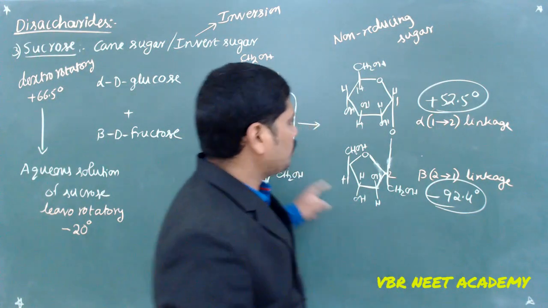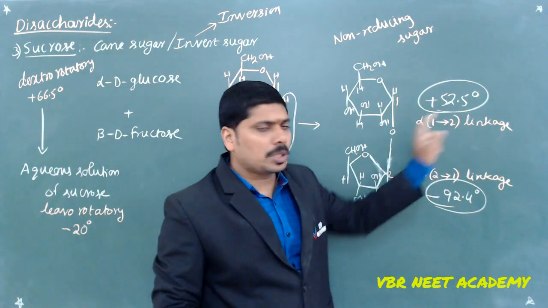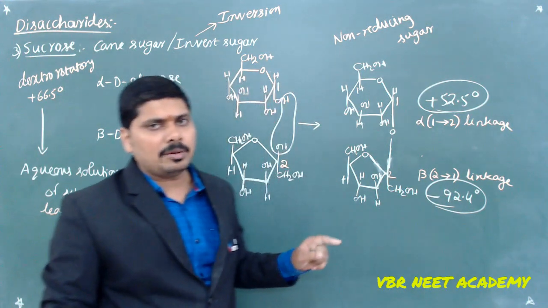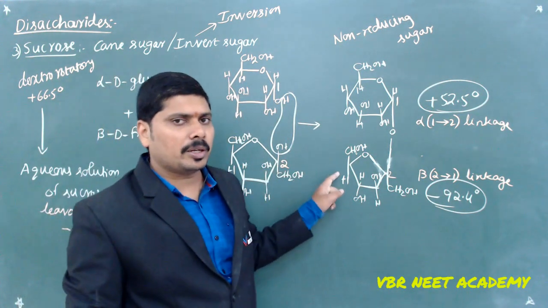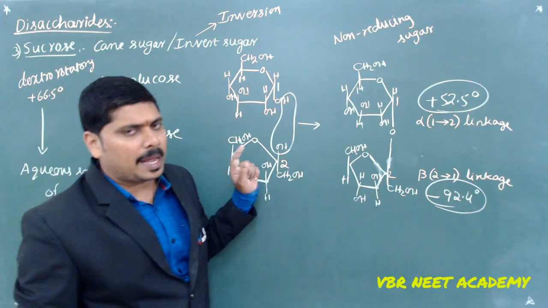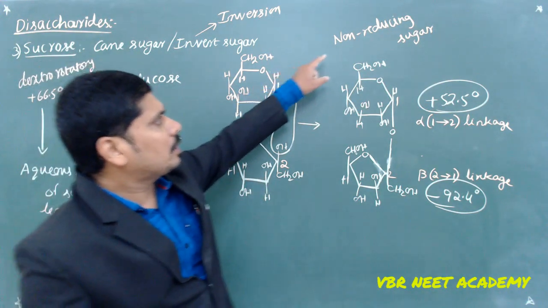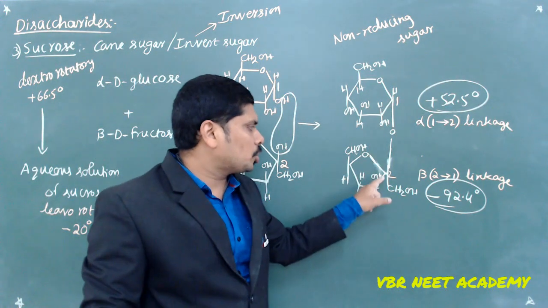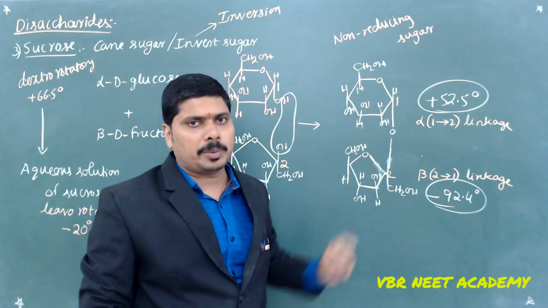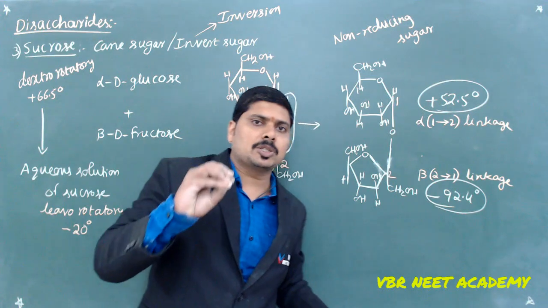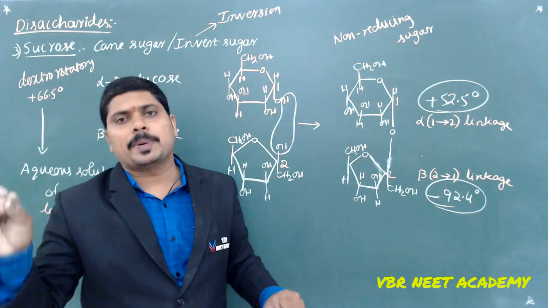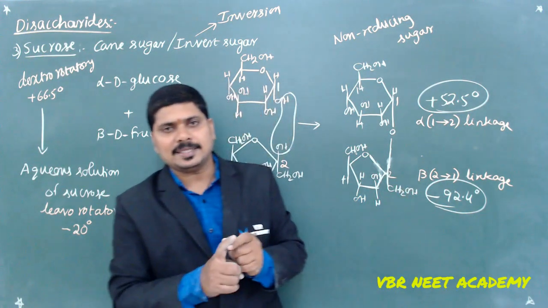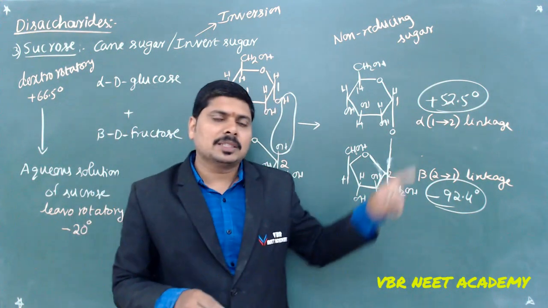And for the linkages, we have an alpha 1,2 glycosidic linkage and a beta 2,1 linkage, which are the glycosidic linkages for the sucrose molecule. It is also a non-reducing sugar because both the functional groups are involved in bond formation. Whatever the functional group properties are, they can't be shown by the sucrose molecule. The reason is that it does not have the functional group free.